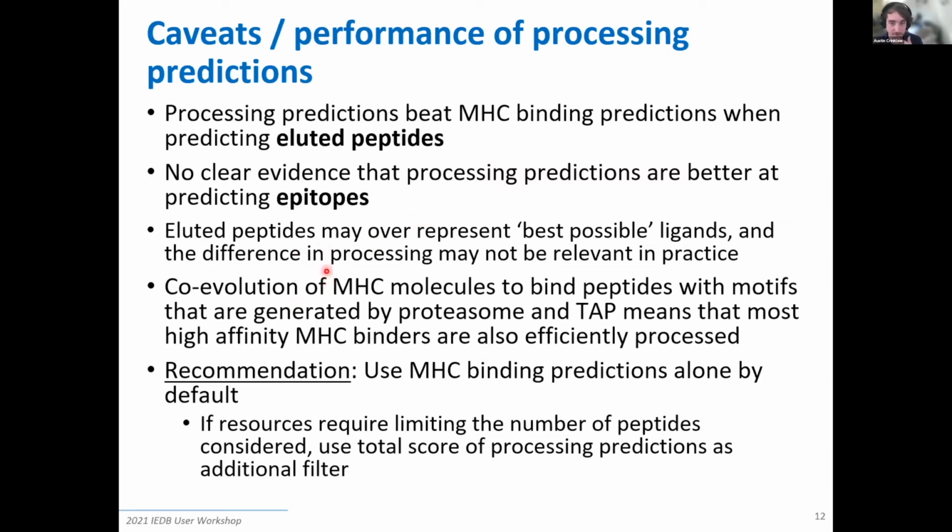The eluted peptides might overrepresent the best possible ligands, and this is based on the idea that the MHC molecules have co-evolved to bind to peptides that are being produced by this pathway. So most of the high affinity MHC binders are also going to be efficiently processed. Our recommendation here is that you use the MHC binding predictions alone by default, but you might want to use this as a filtering step if you want to limit the number of candidate peptides.